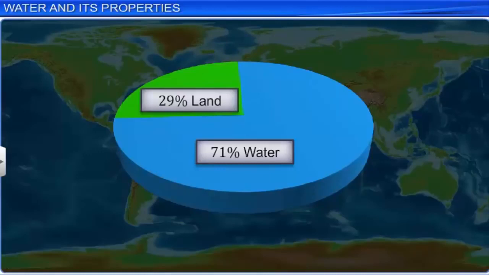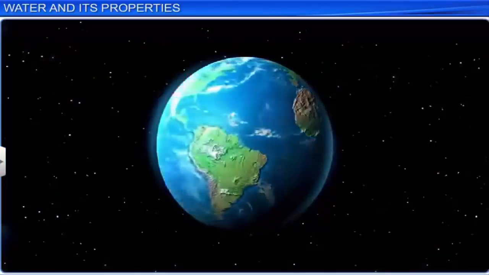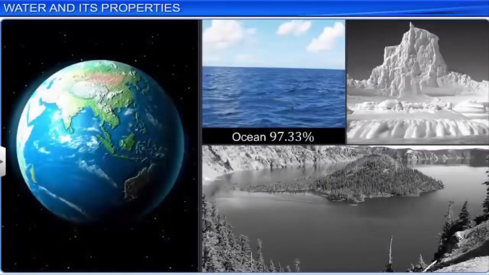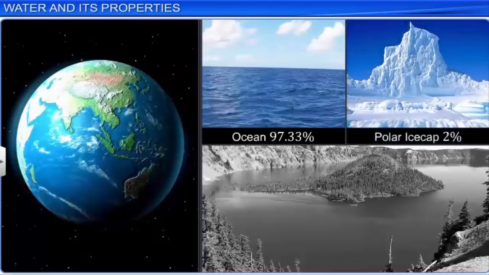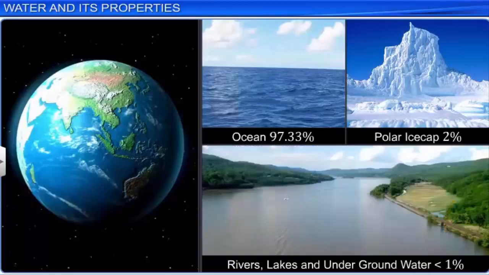However, the distribution of water over the Earth's surface is not uniform. Oceans contain 97.33% of water on the Earth's surface. Only 2% of water on the Earth's surface is in the form of polar ice and glaciers. The remaining water, less than 1%, is present in lakes, rivers, in the atmosphere, and as underground water.